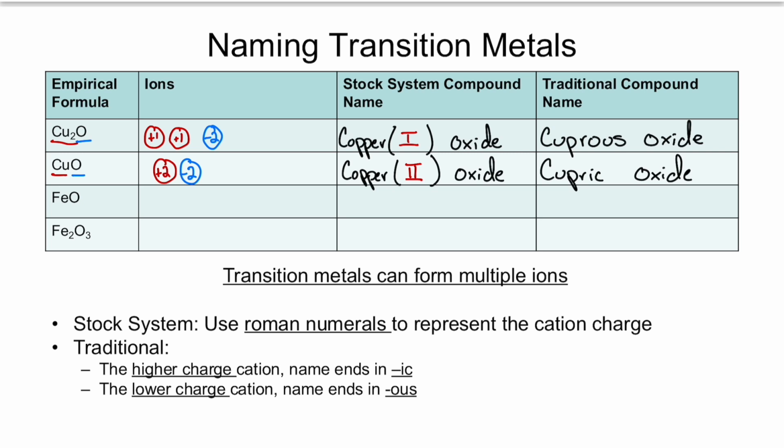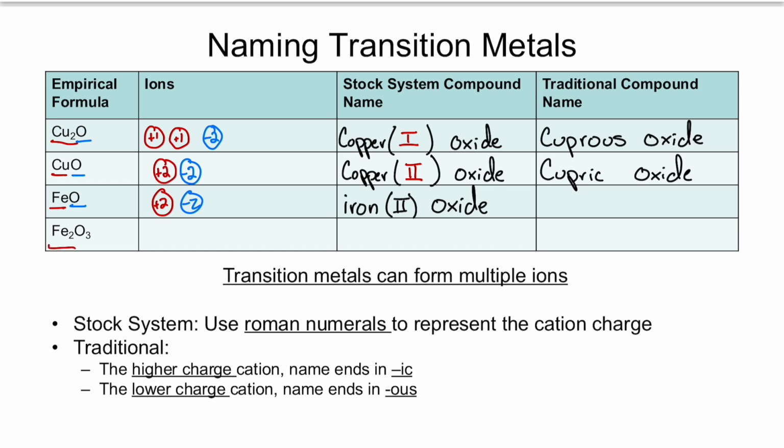Now let's pause the video for a minute and see if you can figure out the stock system and traditional names for the 2 iron compounds. All right, let's check these out. Again, Fe means 1 iron ion, O, 1 oxide. We said oxide's a -2. So in this case, iron must be a +2. So we're looking at iron, Roman numeral 2, oxide.